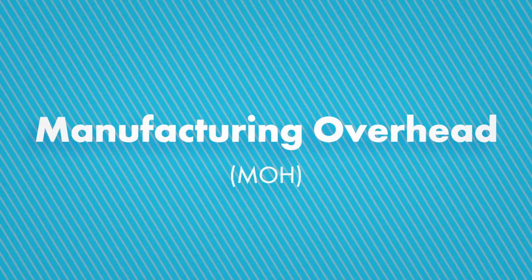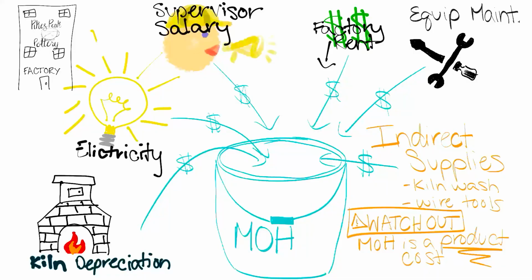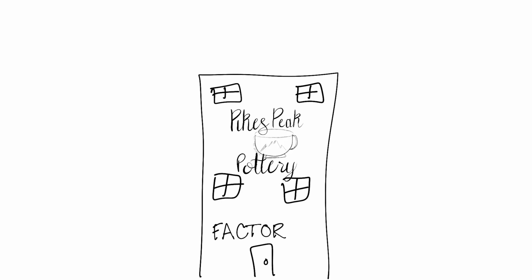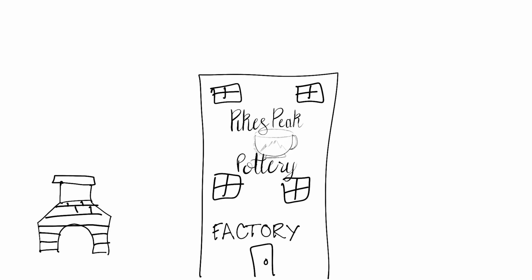Manufacturing overhead. The third manufacturing cost category is manufacturing overhead, and it's the most complex one. Manufacturing overhead includes all manufacturing costs that are not direct materials and not direct labor.